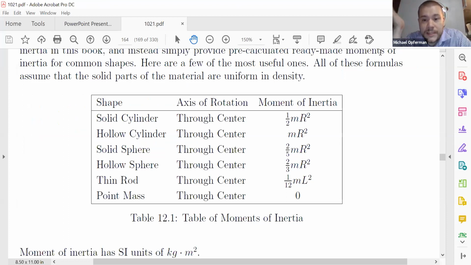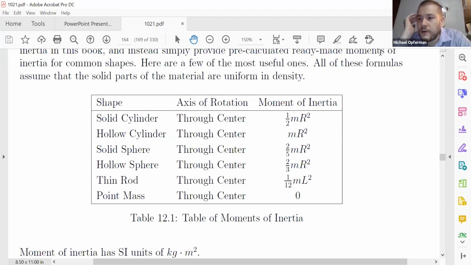So what we're going to do instead is I have this table of pre-calculated moments of inertia for some of the common shapes that you'll encounter in problems and in everyday life. You'll find a similar table in any textbook. You'll find a similar table if you Google this or look on Wikipedia or whatever. So here are some of the ones that I think are the most important.